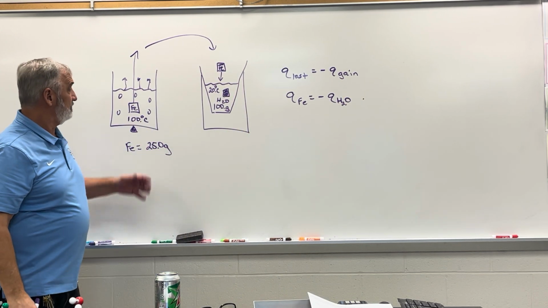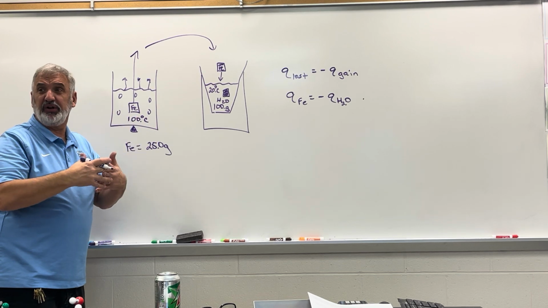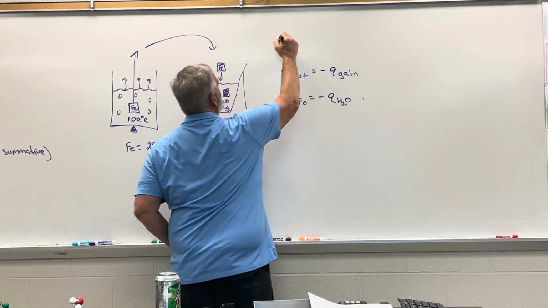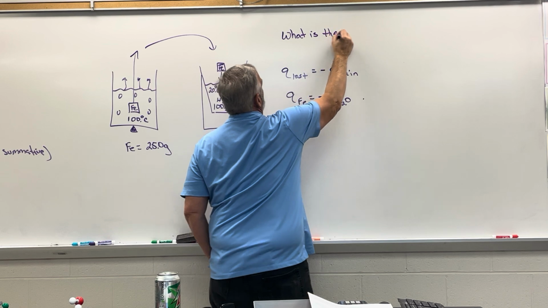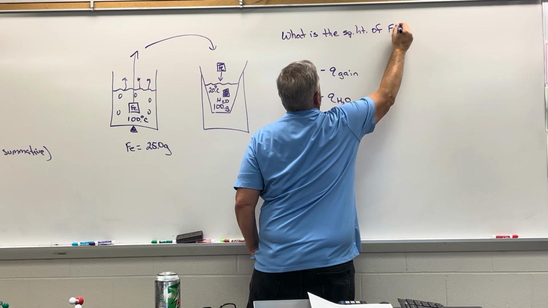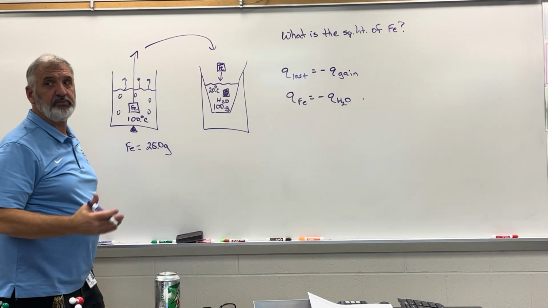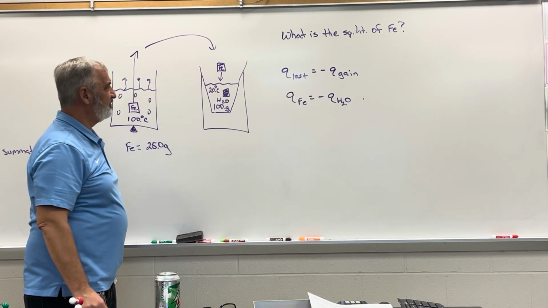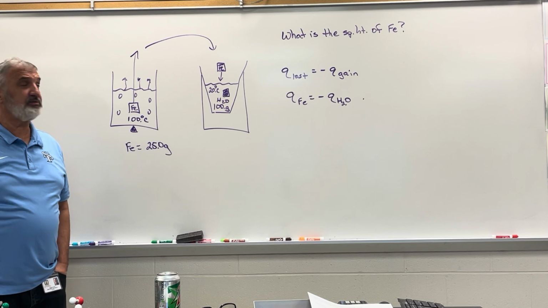So now, the iron and water are not reacting with one another. How do I calculate the Q of the iron? What is the specific heat of Fe? Now we need one other piece of information in order to be able to do this. What do you think that other piece of information is? Final temperature of the water.